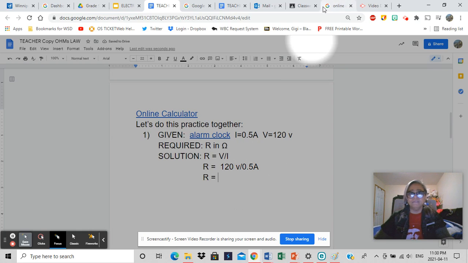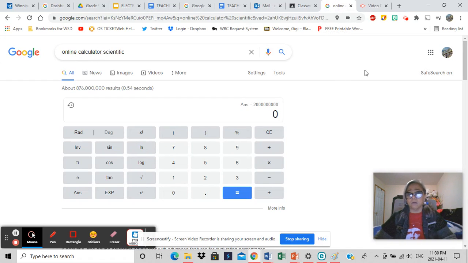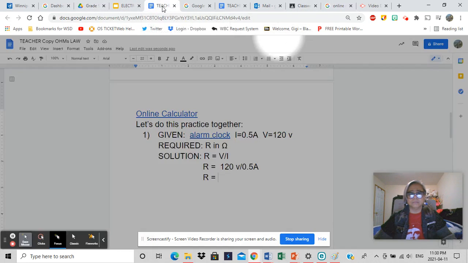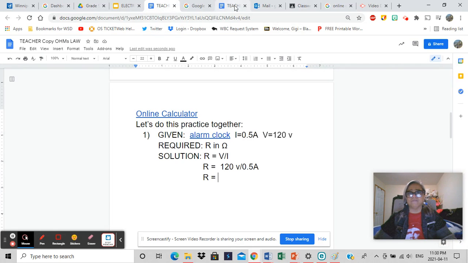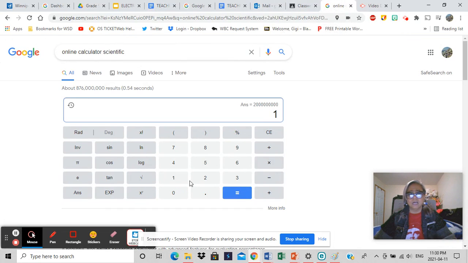So R now becomes 120 divided by 0.5. Can you do mental math? I have here an online calculator. You can also use your cell phones or whatever calculator you may have in class. So let's go back to what we have here. 120 divided by 0.5. Get your calculators out. Try and see if you are getting the same answers. So 120 divided by 0.5, 240. So 240 would be the answer.